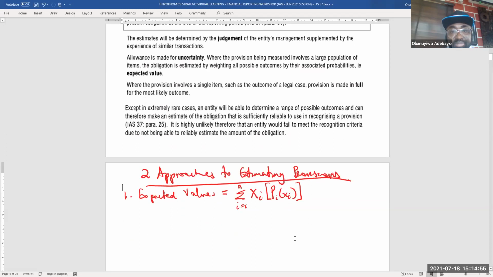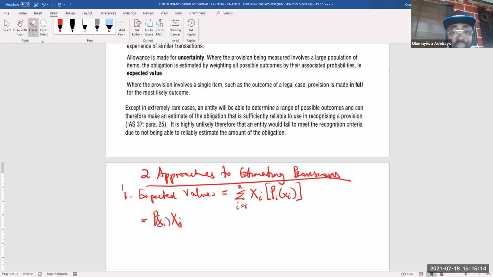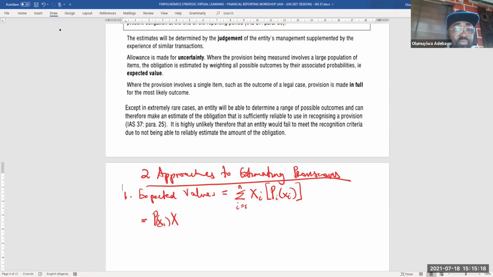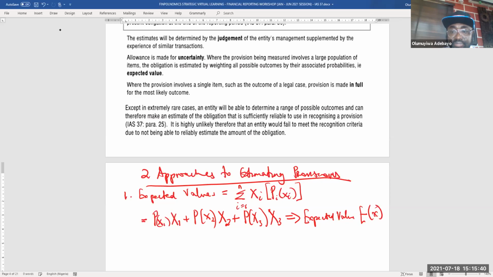What it means, invariably, is that the probability of occurrence in scenario 1, multiplied by the estimate for scenario 1, plus the probability based on scenario 2, multiplied by the estimate for scenario 2, plus the probability based on scenario 3, multiplied by the estimate in scenario 3, will give us our expected value, which is EV.